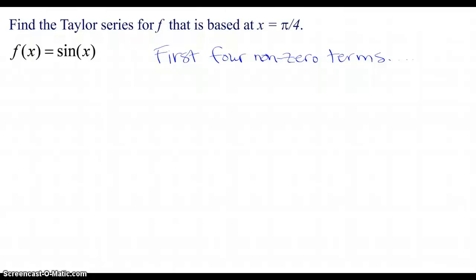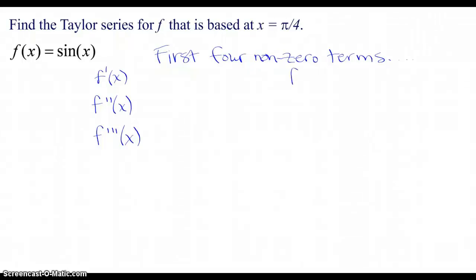So all we have to do is exactly what we did to generate our approximating polynomials. We're going to need f prime of x. We're going to need f double prime of x. We're going to need f triple prime of x. That is the very least that we're going to need to show the first 4 non-zero terms.